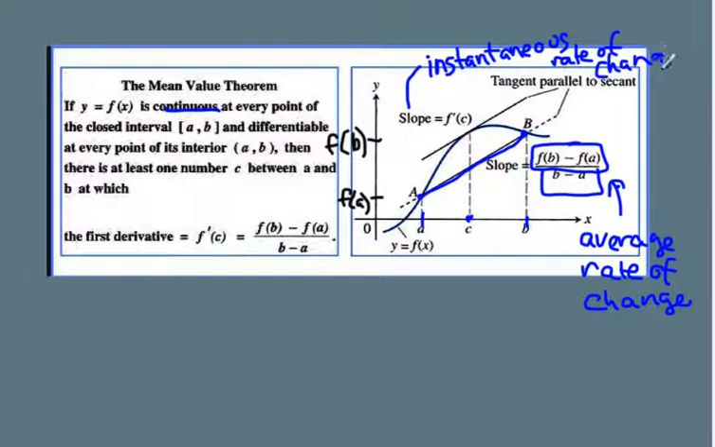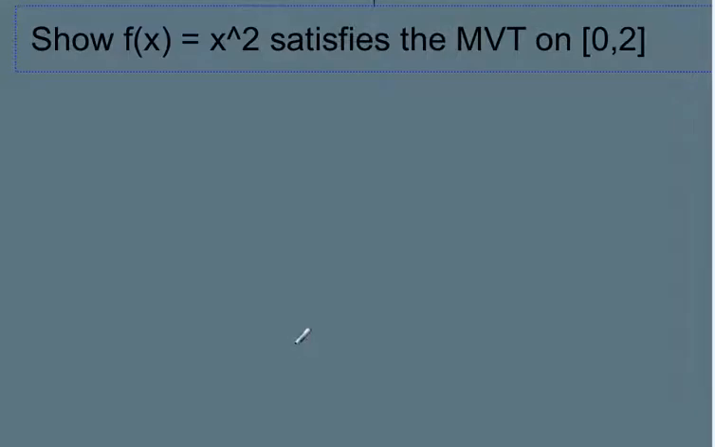Okay, so basically, this is saying that there is some number. It doesn't tell you how to find that number, but there is some number between A and B such that the slope of this line right here is going to be parallel or equal to this line right here. That is the big concept. Now let's apply this to an example.